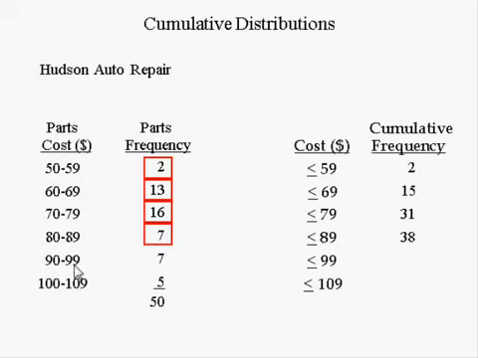The cumulative frequency of interval 90 to 99 is the frequency of invoices with parts costing at most $99. There are 2 between 50 and 59, 13 between 60 and 69, 16 between 70 and 79, 7 between 80 and 89, and 7 between 90 and 99. The cumulative frequency of this interval is 45. The cumulative frequency of the final interval is always equal to the sample size, which is 50.